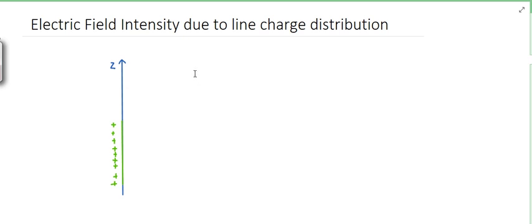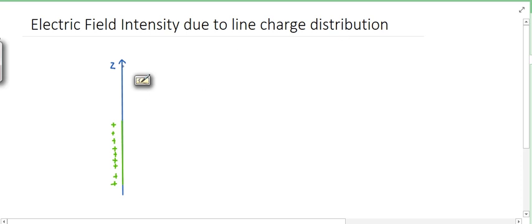I am Prakash Rajput, and today we will see electric field intensity due to line charge distribution. In the previous class, I told you about the electric field intensity and some types of charge distribution, like point charge, line charge, surface charge, and volume charge. So we will see electric field intensity at a point due to line charge distribution.